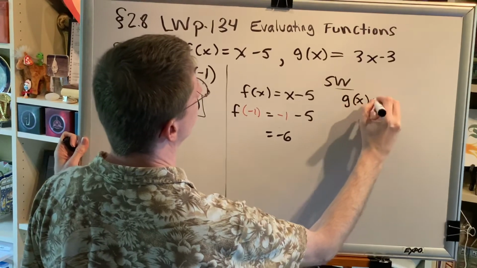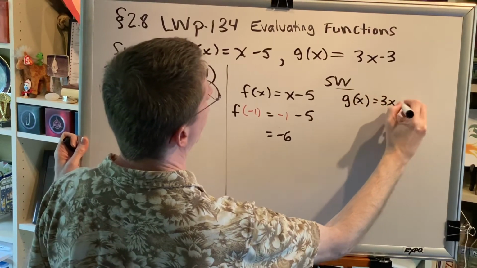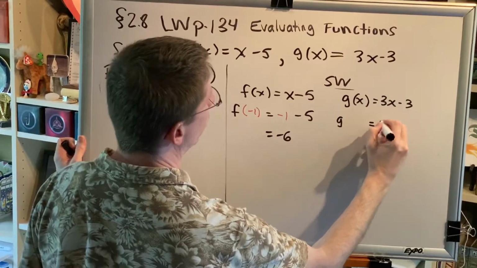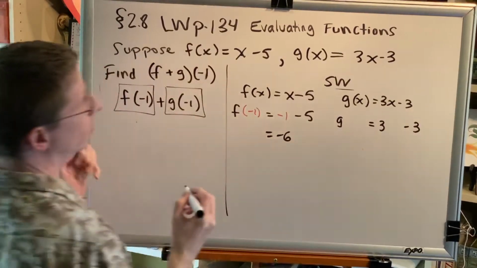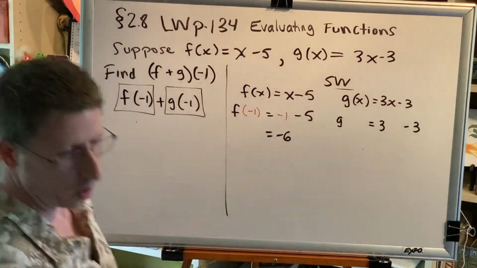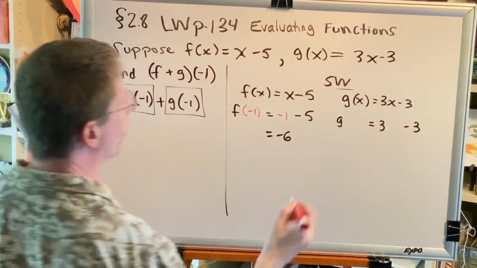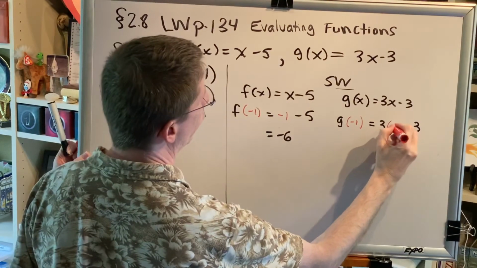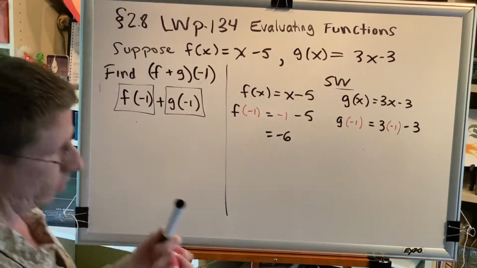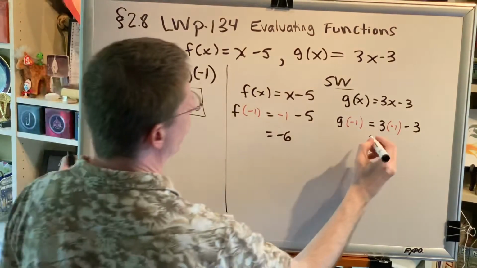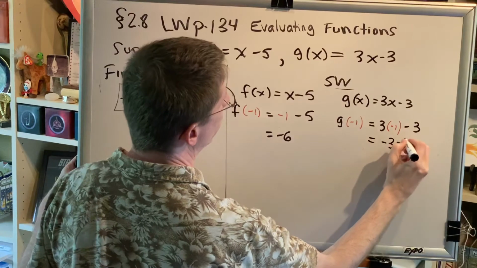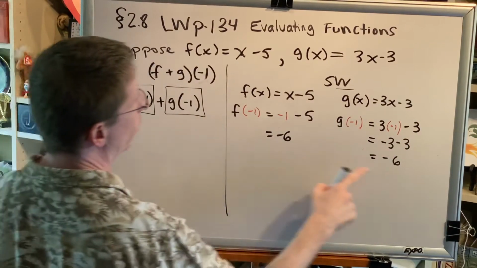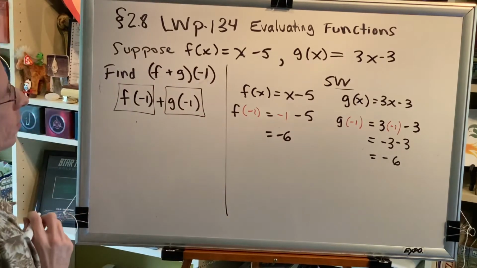Okay, let's do the same thing for g of x. g of x equals 3x subtract 3. To find g of -1, replace each x with a -1, using parentheses where necessary. Well, this x has a multiplier, therefore parentheses are necessary. 3 times -1 is -3. -3 subtract 3 is -6. So we got -6 for both pieces of our answer.